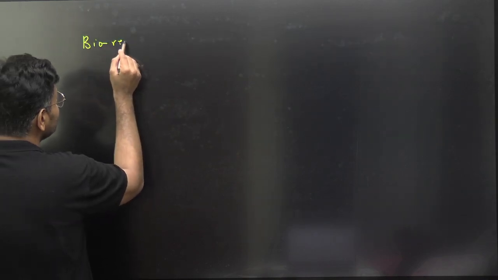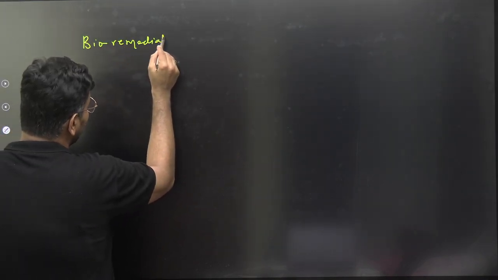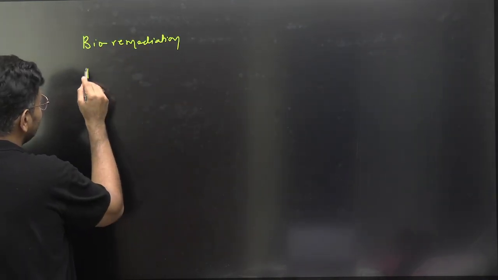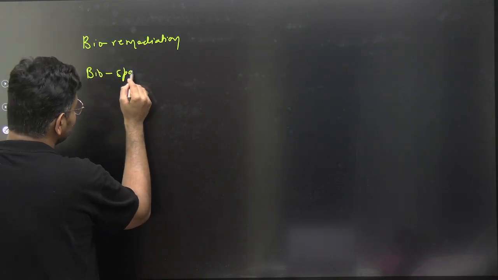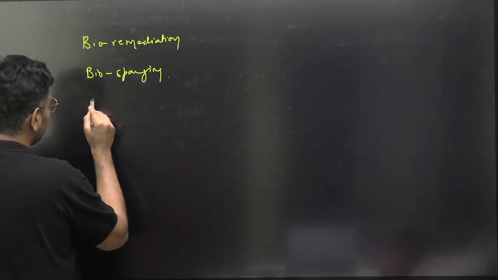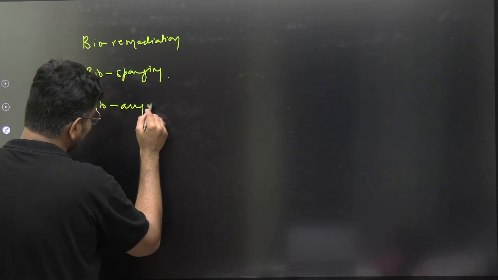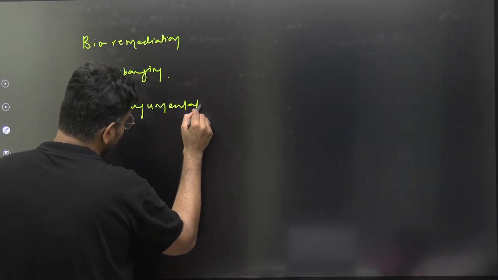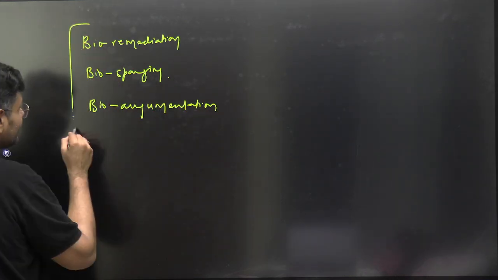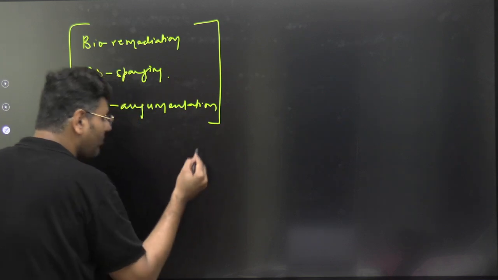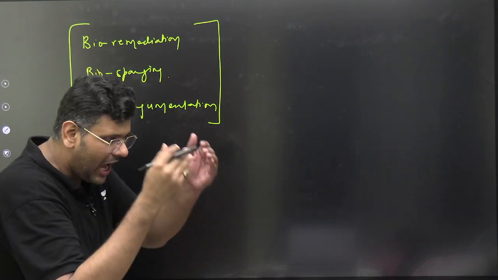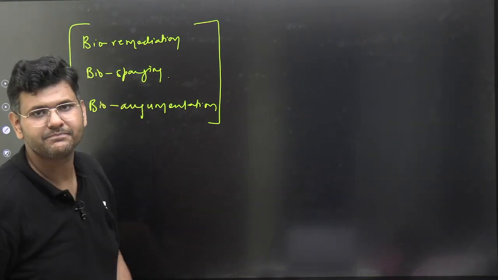Did we not talk about bioremediation? Did we not talk about biosparging? Did we not talk about bio-augmentation? You only tell me. Bio-augmentation. And yes, these are some of the things via which we can try to improve our water's pollution index.